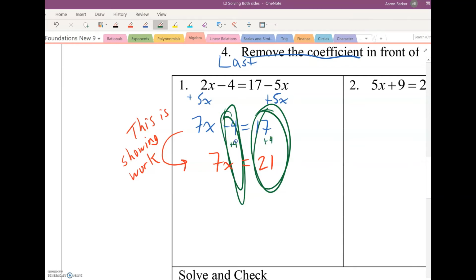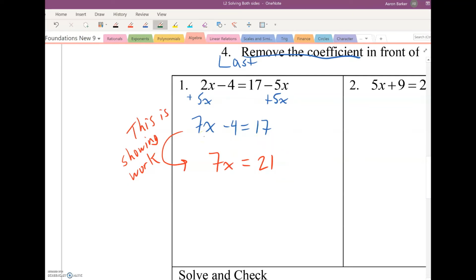So now for your work, you can start showing a little bit less. The blue and the red are mandatory though, okay? This is mandatory that you show that work. Don't just go right to the answer or you're going to be very confused in a few moments. Good. Next one then. 7 times x equals 21. So now I'm going to get the answer. I'm going to divide by 7.